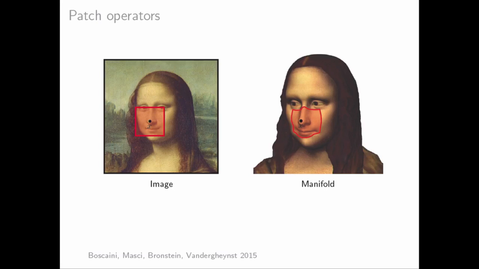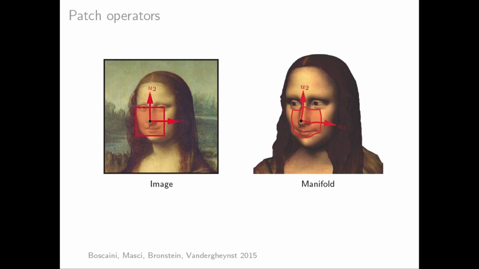We can try to do the same thing on a manifold, but the problem is that we don't have shift invariance. When we move from one point to another point, the very way we extract this patch might change, right? Because of the non-Euclidean structure, because of the curvature of the manifold.